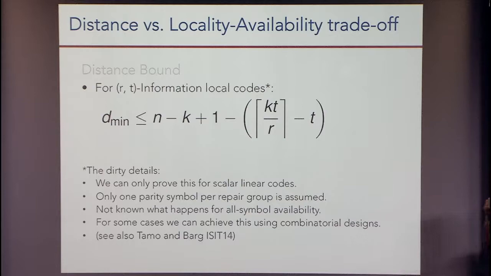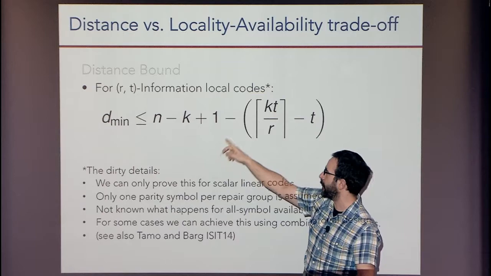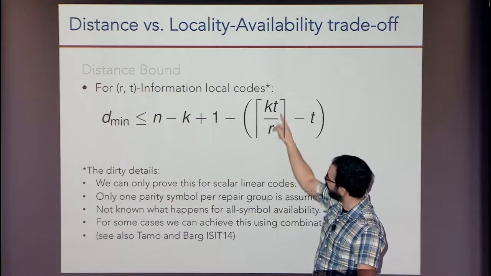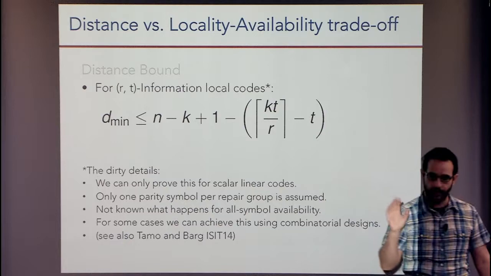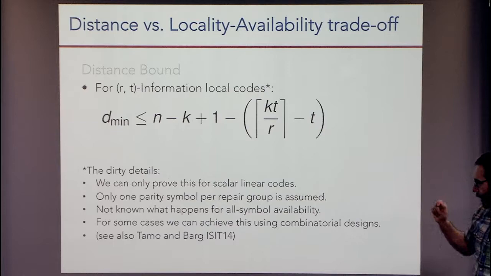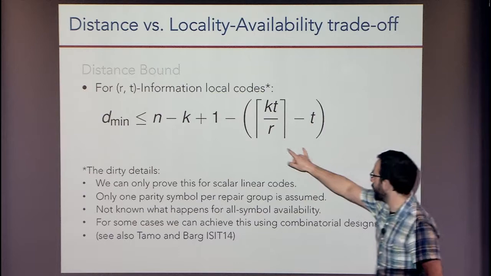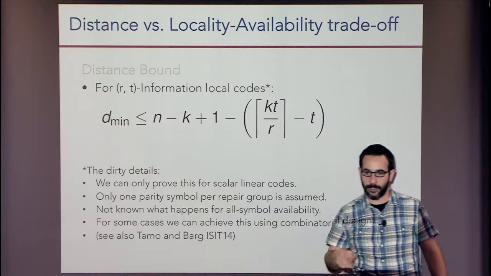So the first one, which is not a big deal, I think, is that this bound for the best distance for a given code with locality R and availability T only holds in this case. We only prove it for scalar linear codes. I don't think this is a very big deal. It probably holds for nonlinear too. More importantly, I'm sorry, this is a scalar linear code. I know what linear is. Sorry. Okay. So what does scalar mean? What's non-scalar?